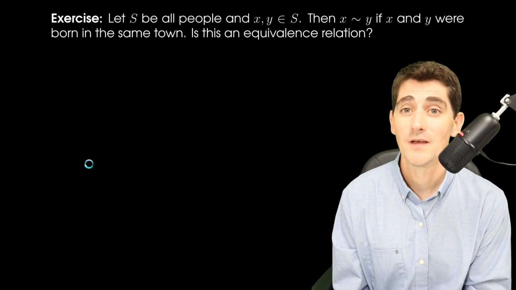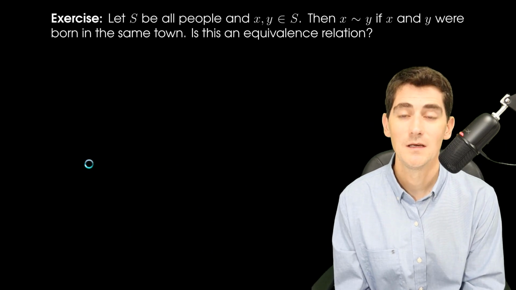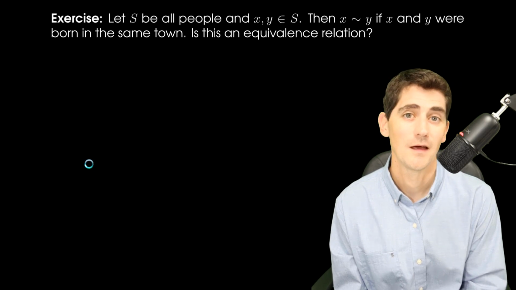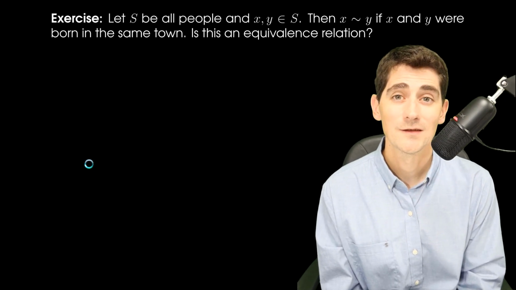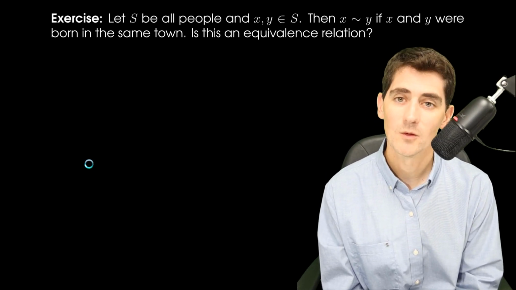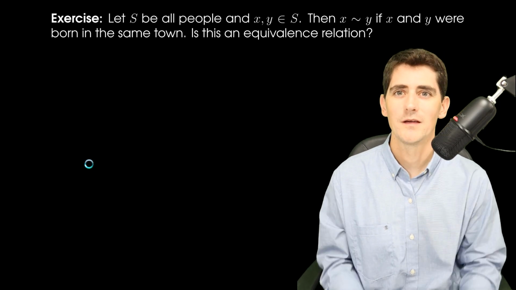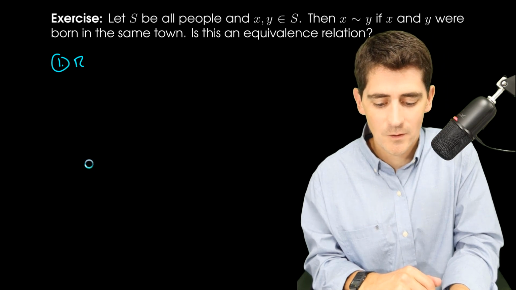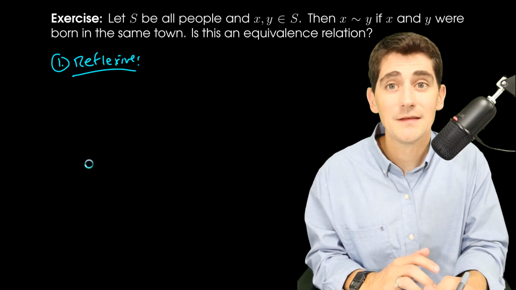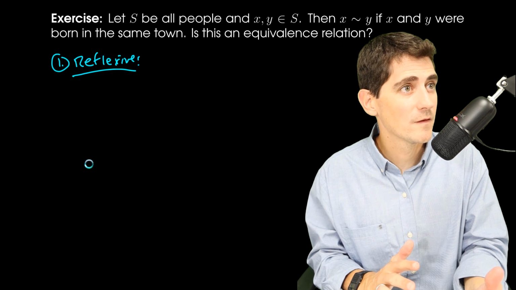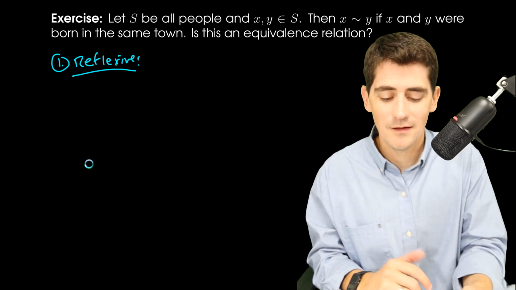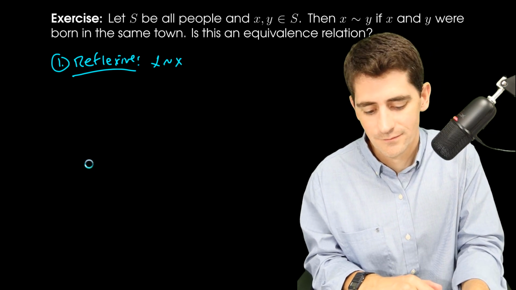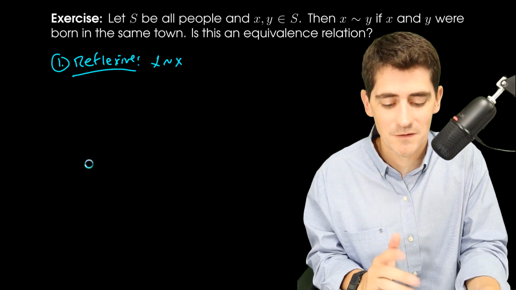All right, so let's look at another example. This time we're going to let S be the set of all people. We pick X and Y out of S, so X and Y are people. We say that X squiggles Y if X and Y were born in the same town. Is this an equivalence relation? I think this is pretty simple to show. If we want to show reflexive, we just need that person X was born in the same town that person X was born in. Yeah, this is super easy to show, because person X was born in the same town as person X.